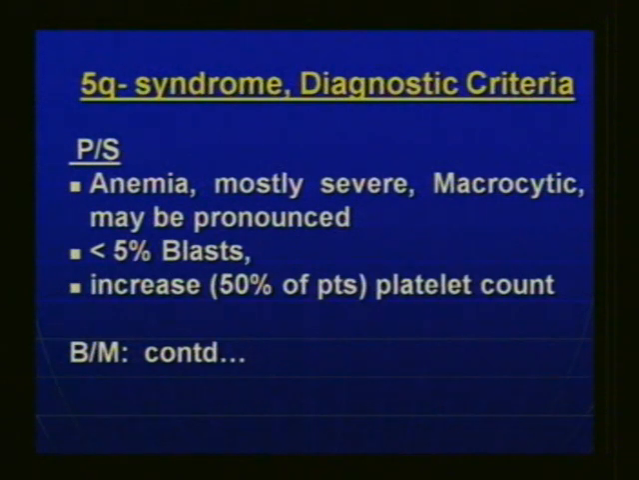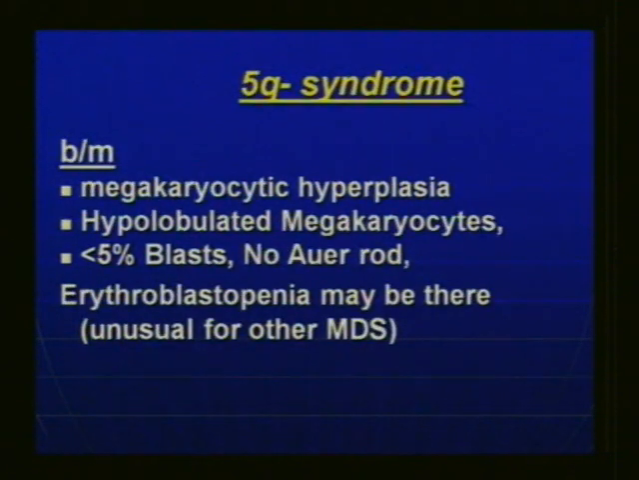The 5q minus syndrome again has anemia, and in most of the patients there is severe anemia, and they are morphologically macrocytic. Again the blasts are less than 5% in the peripheral blood, and another important feature is increased platelet count in about 50% of these patients. And if you go to the bone marrow, again there is megakaryocytic hyperplasia as well as dysplasia. Blasts are less in number.